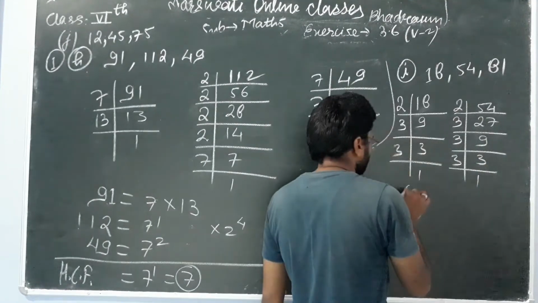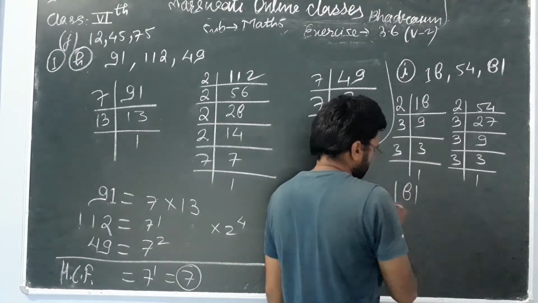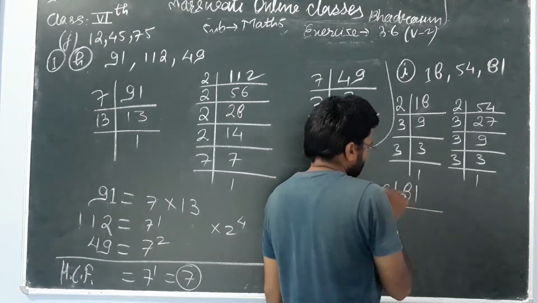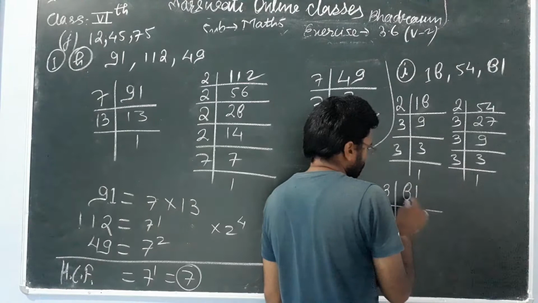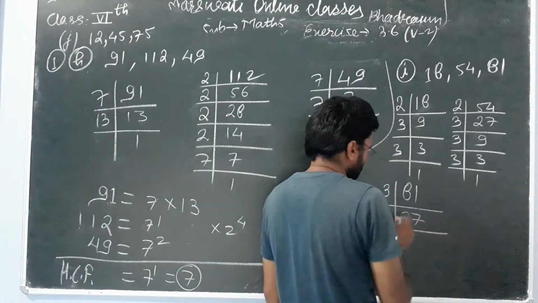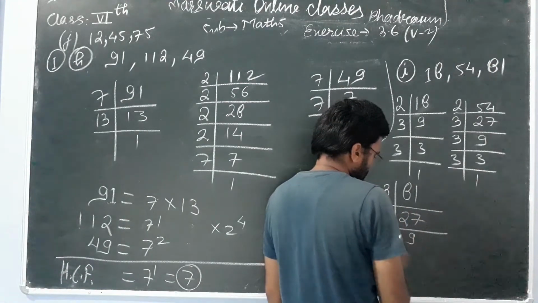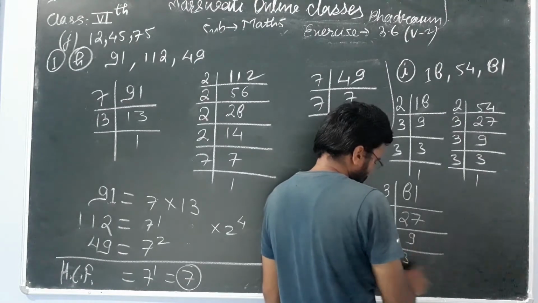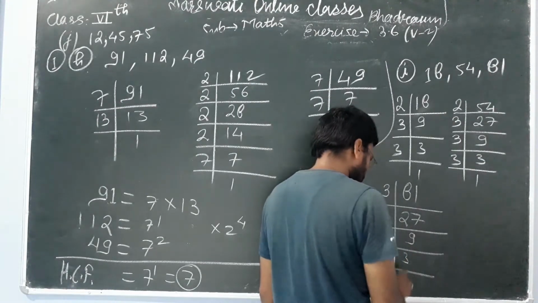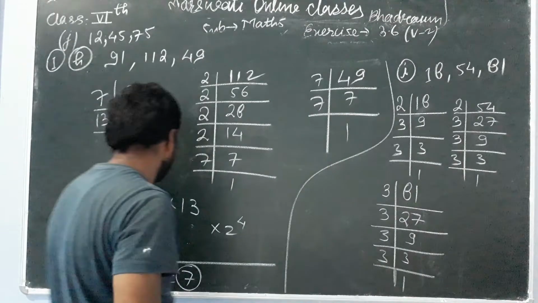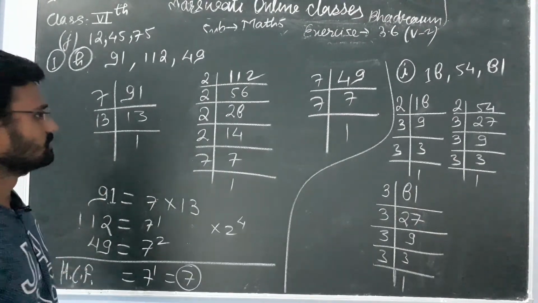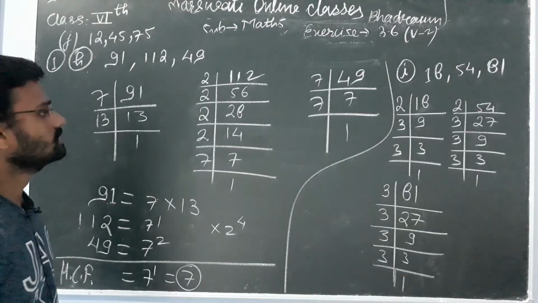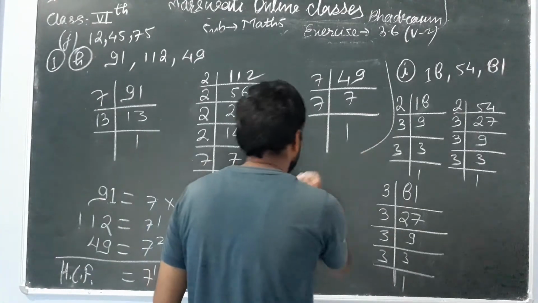Okay, now we will go for division of 81. Okay, here I am seeing 3. 3 2s are 6, and this is 2. 3 7s are 21. Okay, again by 3, 3 9s are 27. 3 3s are 9. 3 1s are 3. So here we are seeing our HCF in our last question. Our HCF was what? 7, and in this part I, our HCF is what?